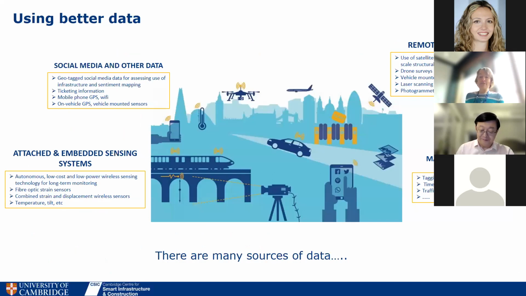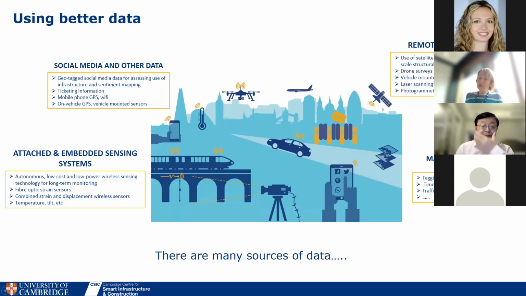Now we can get data from a whole range of sources. So the obvious sources are sensors that are physically attached to whatever it is we want to monitor, be that a bridge or a road or a sewer or a train or a car or what have you. We can also use what we call remote sensing. So that's everything from a laser scanner or a drone or a vehicle mounted sensor all the way out to satellite data. So, we go from things that are attached all the way to things that are monitoring our assets from several hundred miles up in the atmosphere.